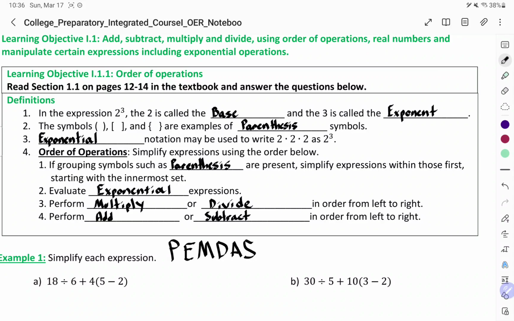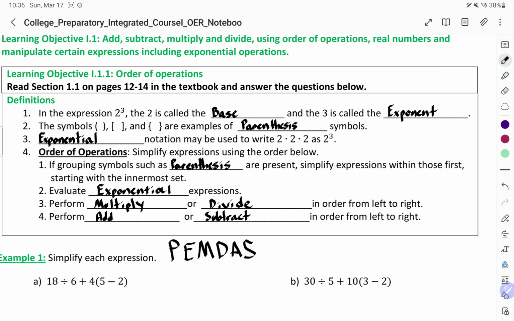In the expression 2 to the power of 3, the 2 is going to be the base, and the 3 is going to be called the exponent. And then it's going to talk about your parentheses. So symbols like parentheses, brackets, and those squiggly lines, I don't know what those are called, are examples of parentheses. Those are symbols. Now, whenever you have exponential notation, that is whenever we have multiple numbers of the same thing, they're all getting multiplied, but instead of writing 2, 2, 2, you can actually change this to 2 to the third power.